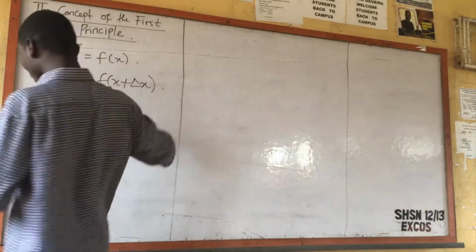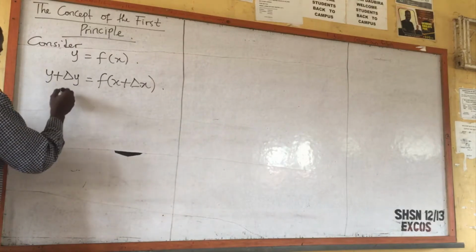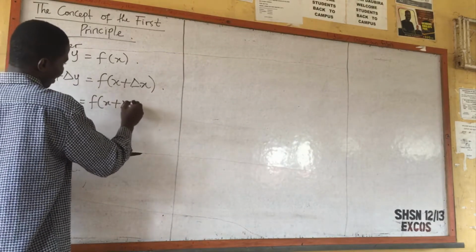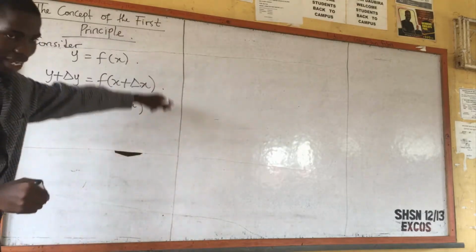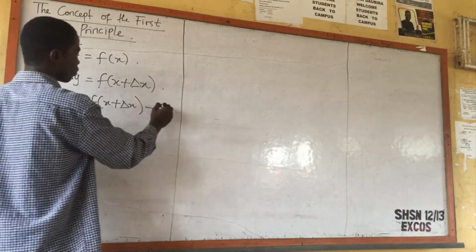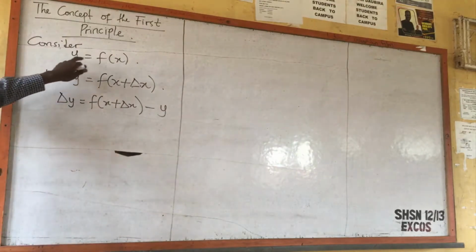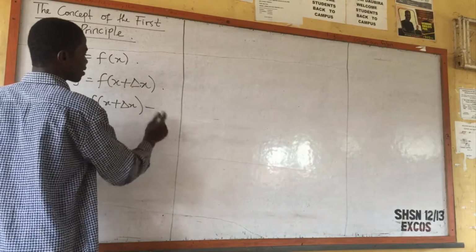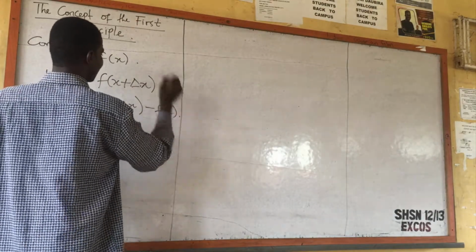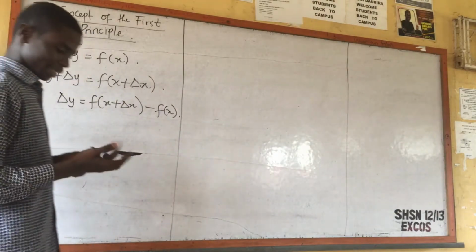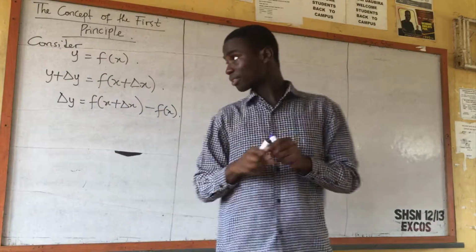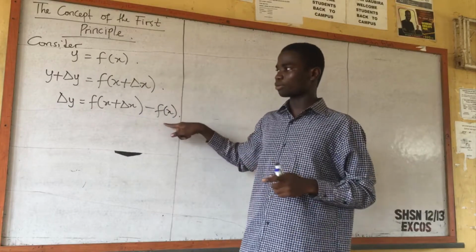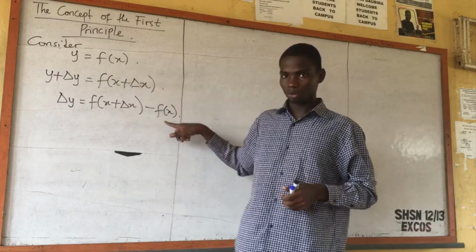Then I will subtract y. I will bring y to the other side. Delta y will be equal to f of s plus delta s, and y will come here and become minus y. But y is exactly f of s, so I will write f of s. So in dealing with first principle, the first thing is you add an increment. After that, subtract y from both sides.